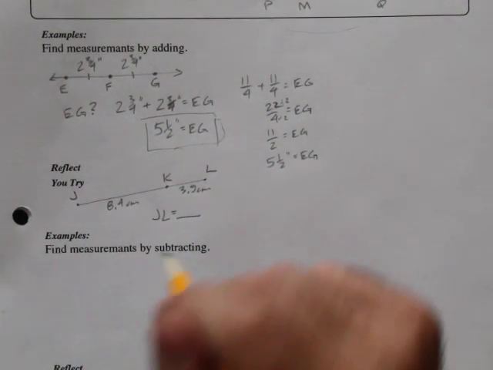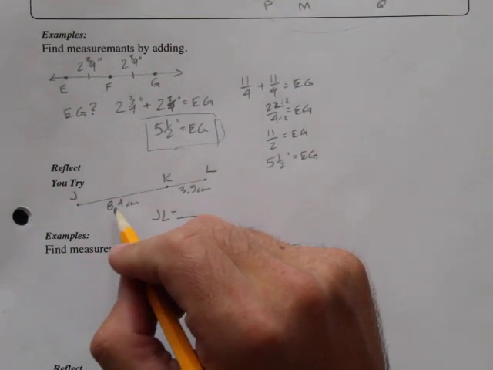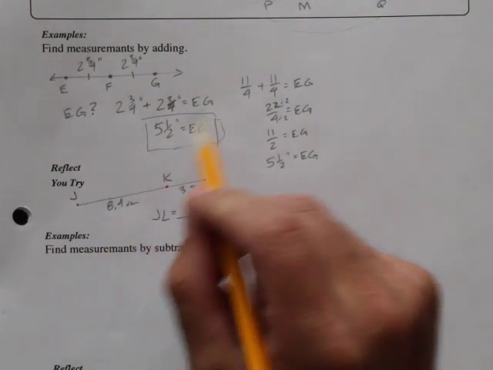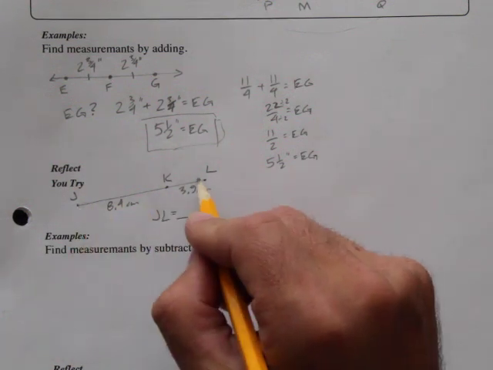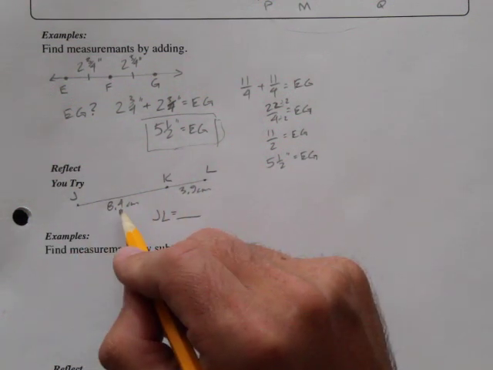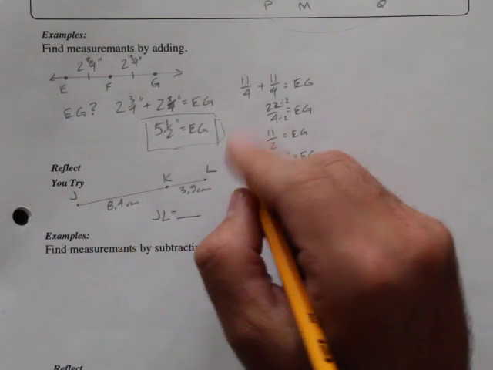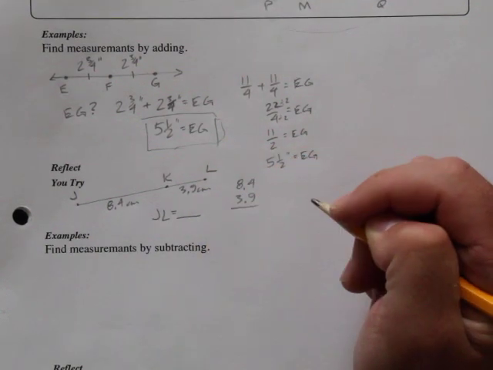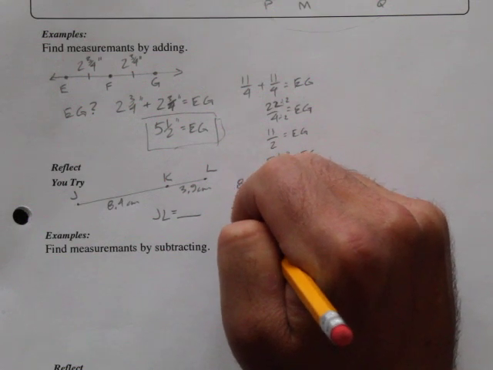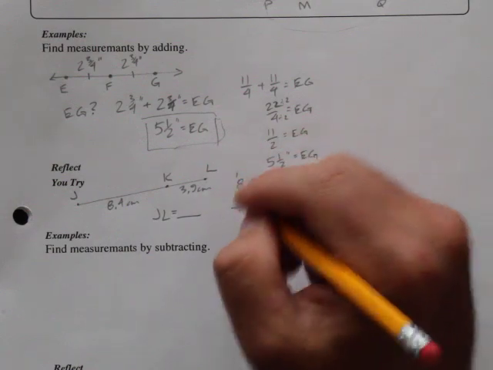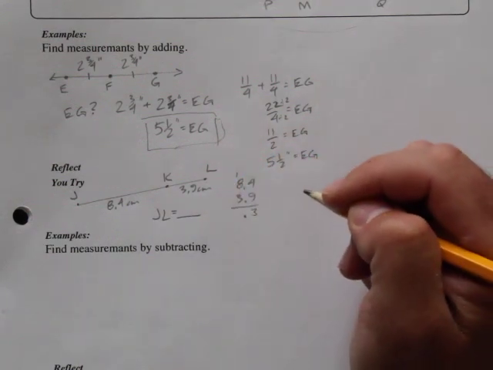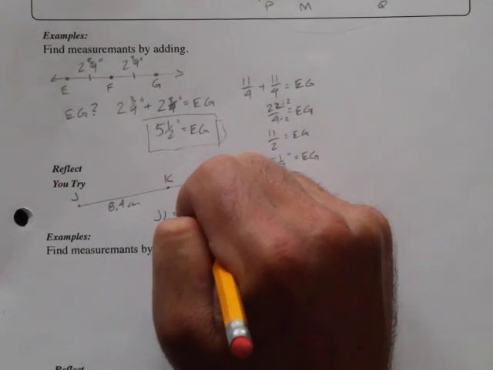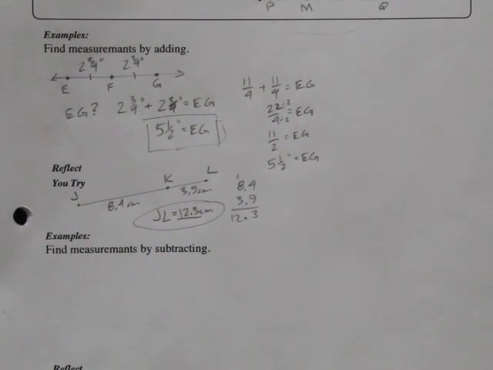Welcome back. Let's see how you did. 8.4 is JK, KL is 3.9, and I know that if I add these two together, then I get the whole segment. So JL is going to be 8.4 centimeters plus 3.9 centimeters. Make sure you make your decimal points lined up here. So 9 plus 4 is 13, carry the 1. And then bring the point down again. And 8 plus 3 plus 1 is 12. 12.3 centimeters is your answer for that one.